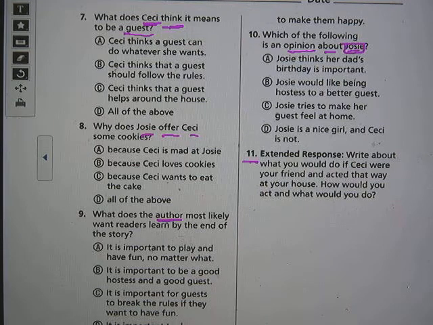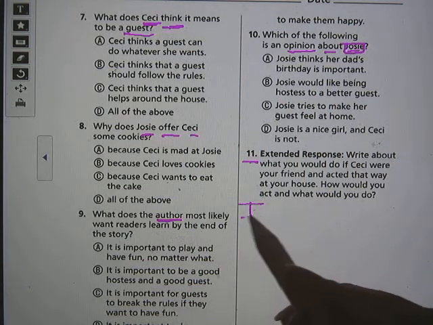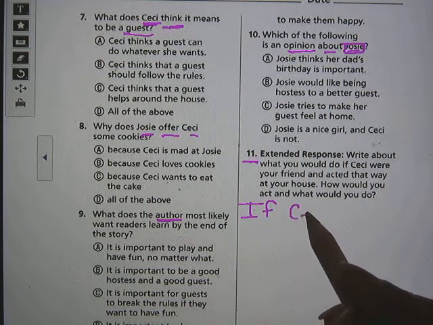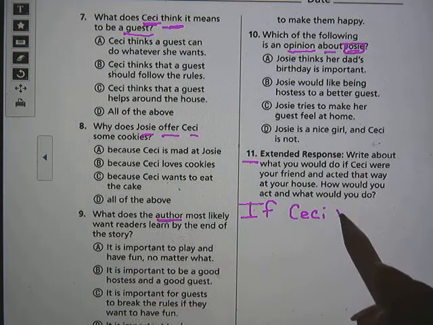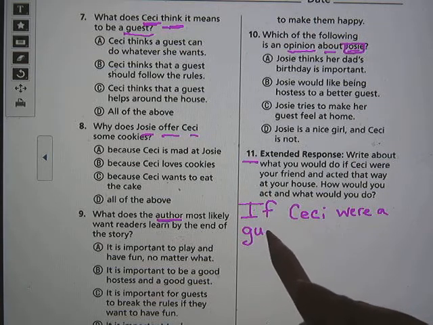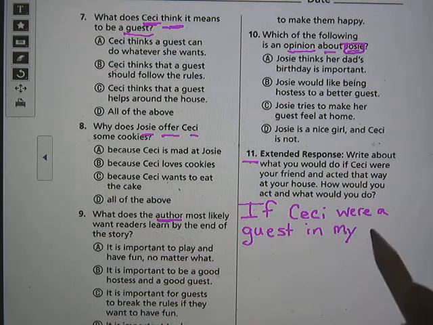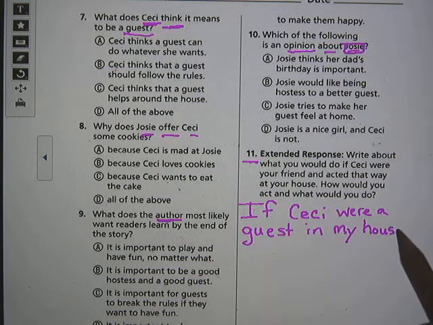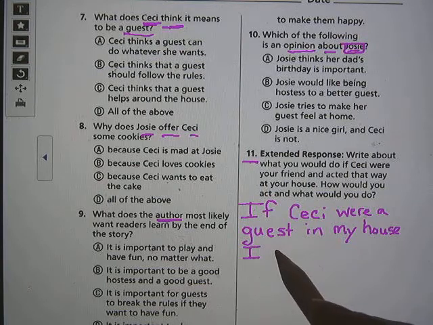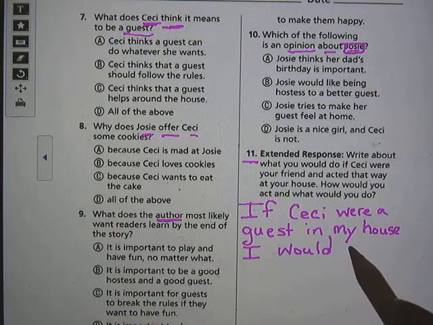So you're going to have to answer. There's two questions. If Cece were your friend and acted that way at your house, how would you act and why? So you're going to start off with, if Cece were a guest in my house, I would act. So you need to answer that.